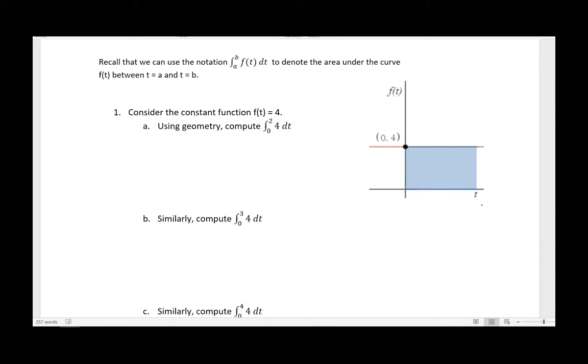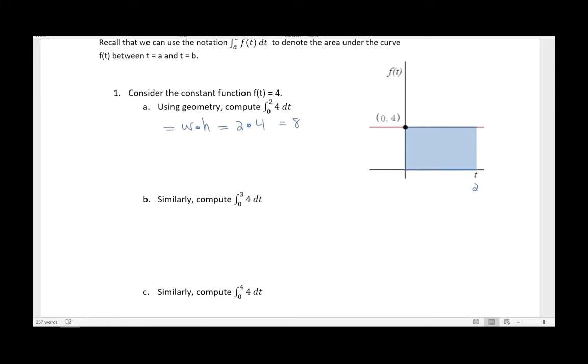So let's pretend this is the number 2. So if I'm going from 0 to 2 here, what's the area of this geometry, of this rectangle? Well, I have, let's say, width times height. And for this particular example, the width of the rectangle is 2, and the height of the rectangle is 4. So in this case, that would be 8 as my area.